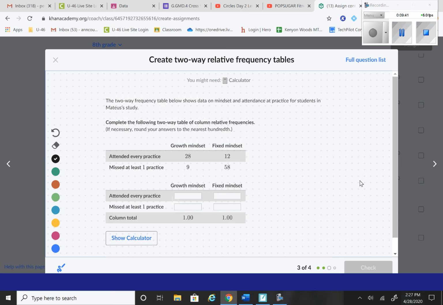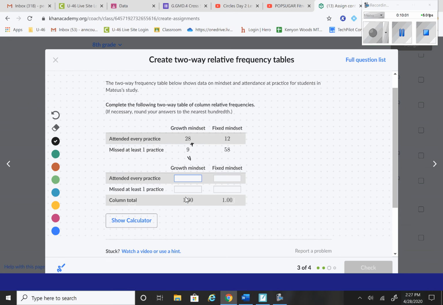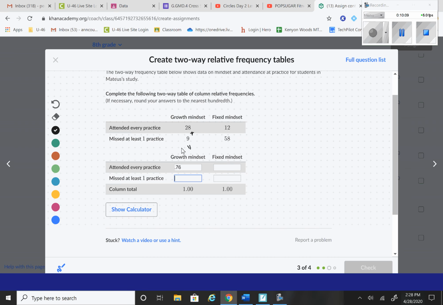Just looking at one more real quick. Here you can see this time they're going in columns up and down instead of across. So 28 plus 9 is 37. Boy, my pen is not writing well there, guys. So if I take 28 divided by 37, I get 0.76. It's 0.756, and I rounded it up. For 9 out of that same number, 37, 9 divided by 37 is 0.24.